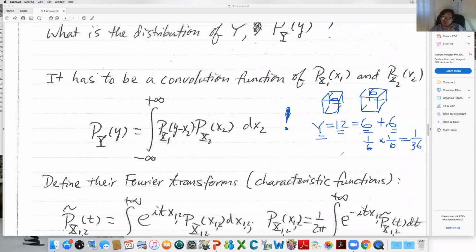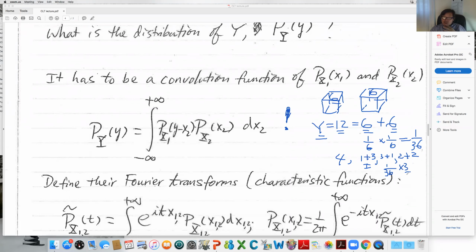However, if your combined value is 4, then that has more options. We just said that it can be 1 plus 3, it can be 3 plus 1, and it can be 2 plus 2. Each is 1/36. So this one is obviously 1/36 times 3.